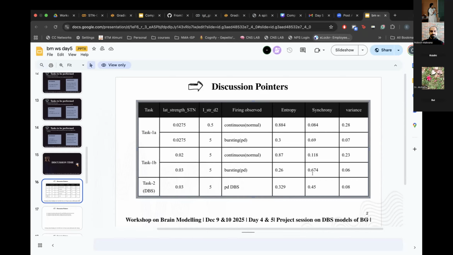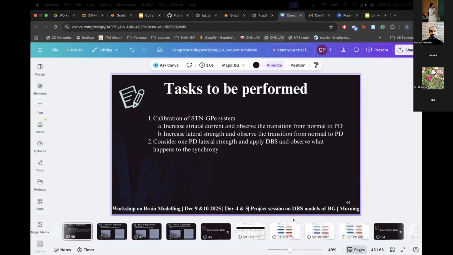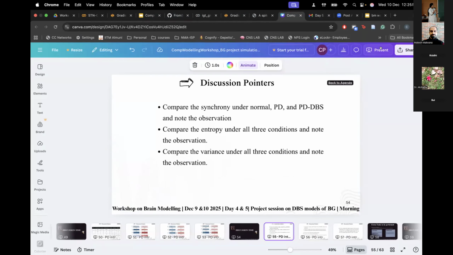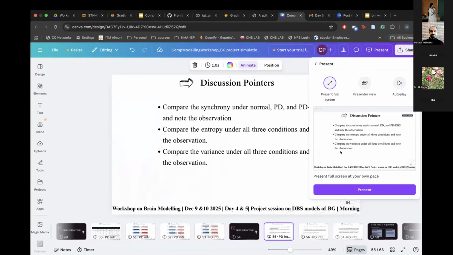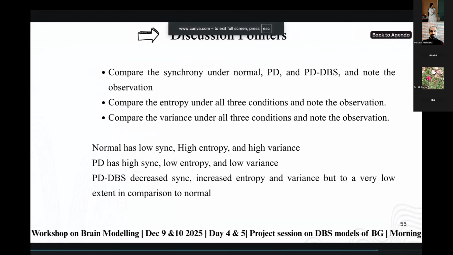Generally, when experiments talk about it, they always talk about it with respect to PD condition. They say with respect to PD, DBS is improved, but did it improve as much as normal? Not really. And that is one thing we have observed over here. Okay, so let me go back to my presentation. To further conclude the points, that is what we have observed.